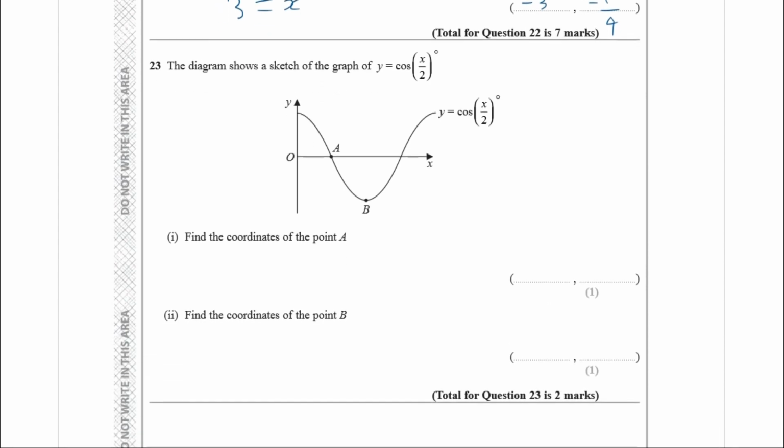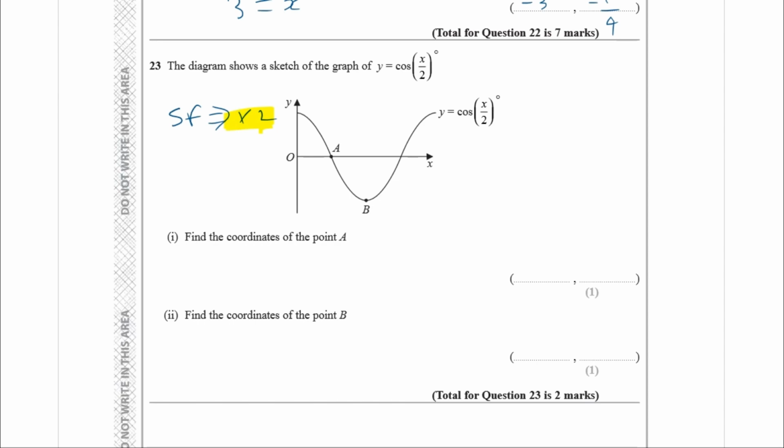Okay, so for question 23, it's only a 2-mark question, so it shouldn't be that complicated. So there's a sketch of cosine of x over 2, which is, if you think about it, the cosine function stretched horizontally. This is a stretch factor that's horizontal, and the stretch factor is times 2. So why is it times 2? Because whatever happens inside the bracket is horizontal and reversed. So inside the cosine bracket, you have x divided by 2, which means it's extended and stretched horizontally by 2.